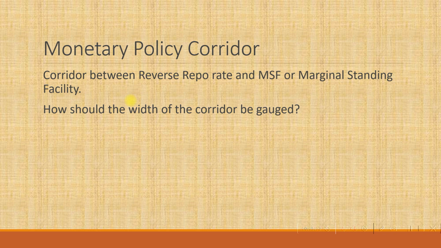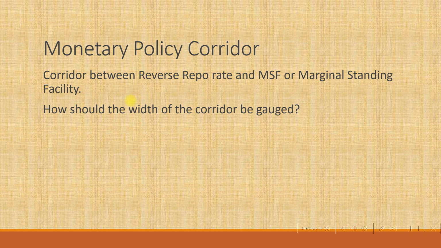So now how would the width of the corridor be gauged? In the recent episode of liquidity tightness, the RBI has been providing additional liquidity up to 2% of net demand and time liabilities at repo rate, mostly on an ad hoc basis. Also remember that net demand and time liabilities are, in a sense, all liabilities which are payable by the bank on demand. Now, the advantage exists because it provides an upper bound to the policy rate corridor.